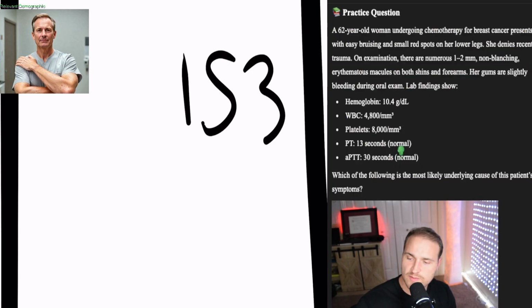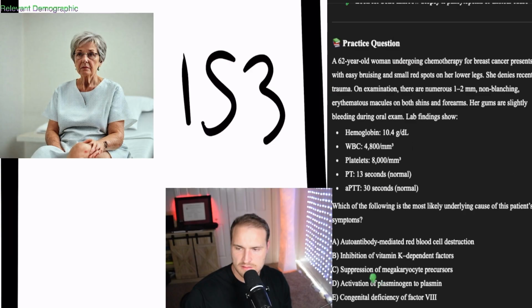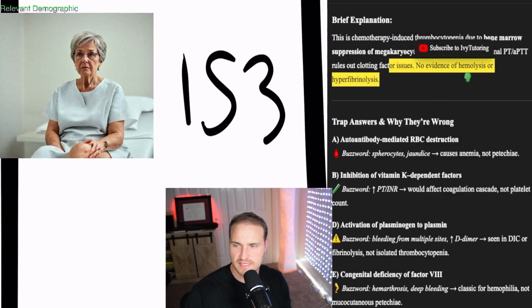So it seems like she has chemotherapy-induced thrombocytopenia. There's the photo of our patient. This has led to petechiae. So the answer is going to be suppression of megakaryocyte precursors. So let's look at the brief explanation. Bone marrow suppression has led to petechiae.